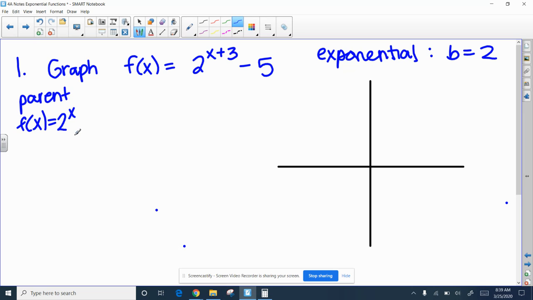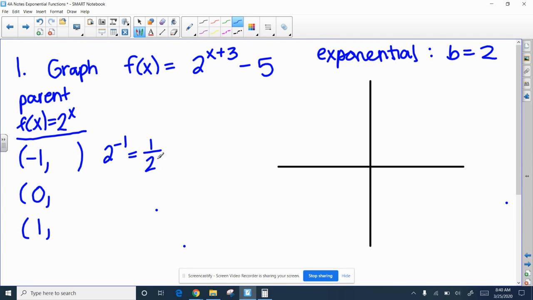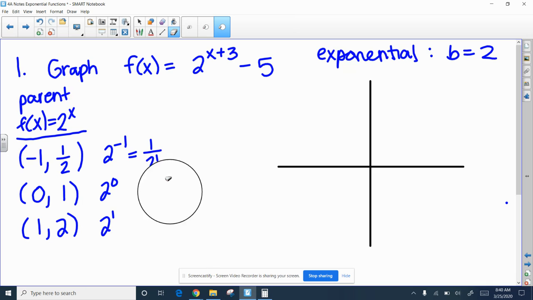So when we're finding our starting points, we always use the parent function. And I use -1, 0, and 1 for my x values. To find my outputs or my y values, we're plugging these in. So here, I'm using this parent function, f of x equals 2 to the x power. If I plug in a -1, 2 to the -1 power, remember that's a fraction, 1 over 2 to the 1, so that gives us a 1/2. Right? If we plug in a 0, 2 to the 0 power is 1, and if we plug in a 1, 2 to the 1 power is 2. So that's how we get our starting points.